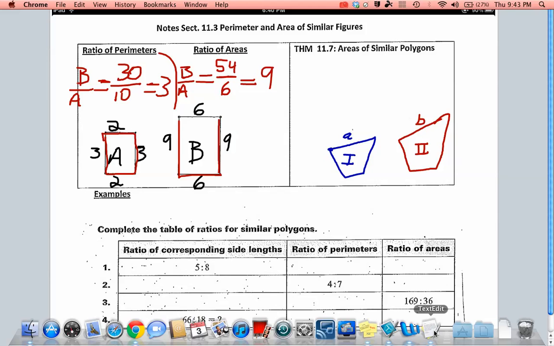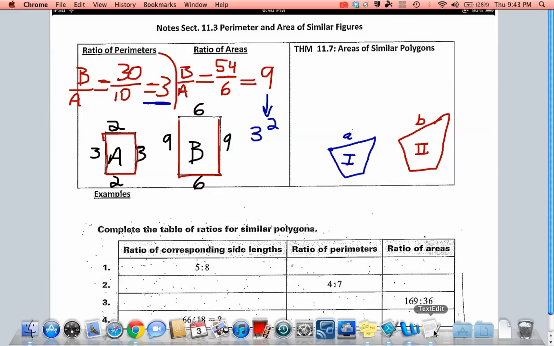Okay, so what you notice, hopefully, is that the ratio of the perimeters is 3, but the ratio of the areas is 3 squared. And that's going to be incredibly important, and we'll use that idea throughout the entire section. Real quick, Theorem 11.7, areas of similar polygons. This is also really important.